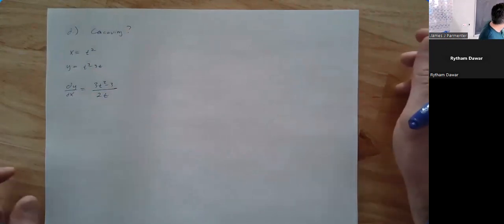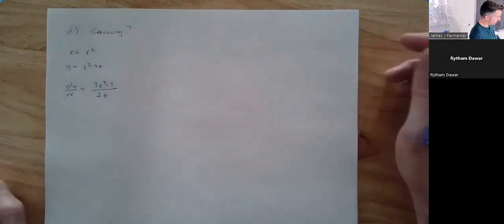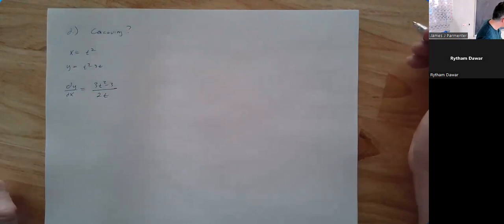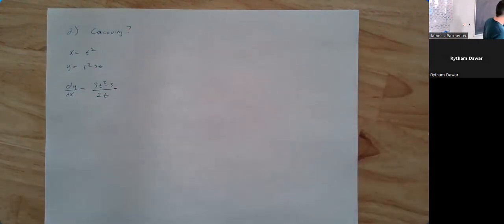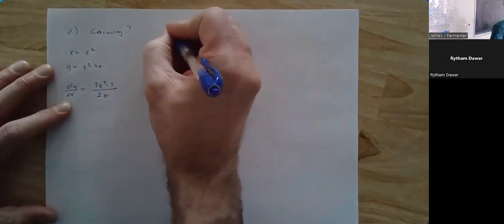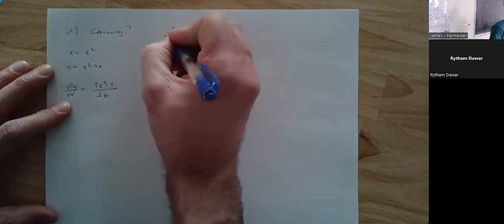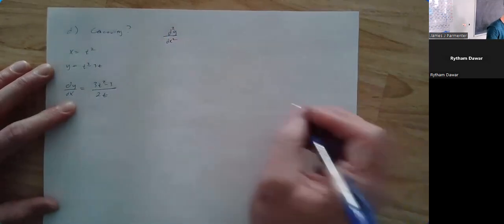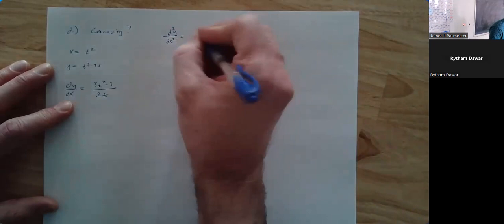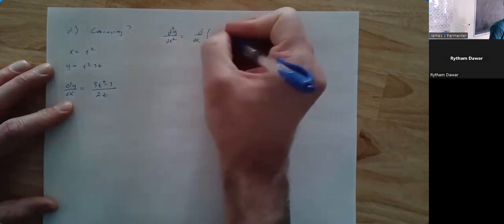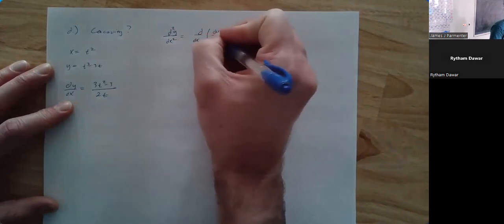So we have to be a little bit careful when you're finding the second derivative. Here's the way I kind of think of it. So I'm finding the second derivative of y with respect to x. So that's going to be the derivative with respect to x of the first derivative with respect to x.